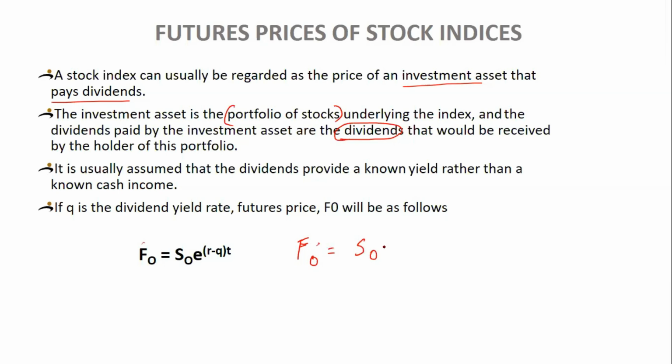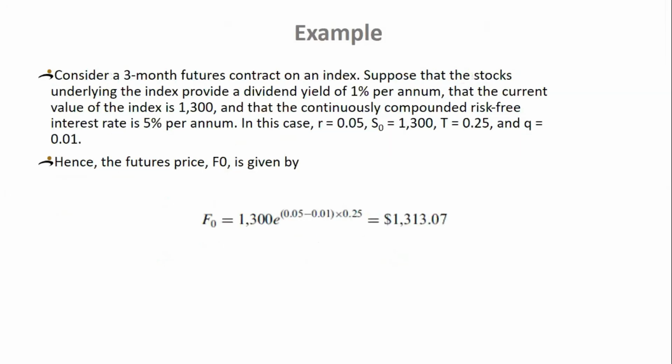Spot price multiplied by e raised to the power of the interest rate multiplied by time, correct? But in the index case, there is this minus q. What is q? q is your dividend yield rate. Since you're getting dividends, it is going to reduce your overall cost. So futures prices will reflect this reduction in the overall price or overall cost.